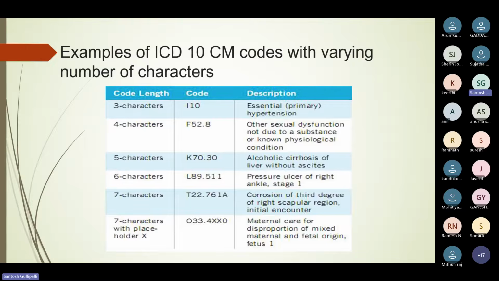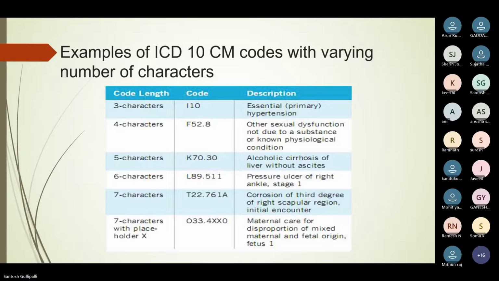The first character is always an alphabetic letter. Please remember this point. See, hypertension starts with I. Sexual dysfunction starts with F. Alcoholic cirrhosis of liver starts with the K series. Pressure ulcer of right ankle starts with the L series. Corrosion, meaning chemical burns, starts with the T series. Maternal conditions, which are pregnancy related, and pregnancy complications, start with the O series.